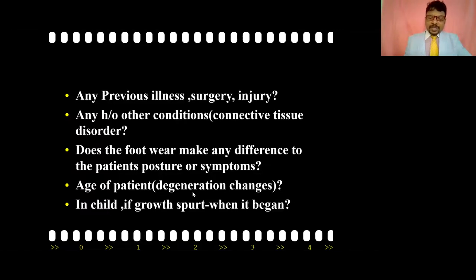The age of the patient matters for degenerative changes. Is there any degenerative change, any osteoarthritis, any spinal degenerative condition? Degeneration anywhere may give complications. And in a child, when the growth spurt begins, there are many changes in growth, any abnormal growth. So we have to check, and also rule out where exactly the causative factor is.